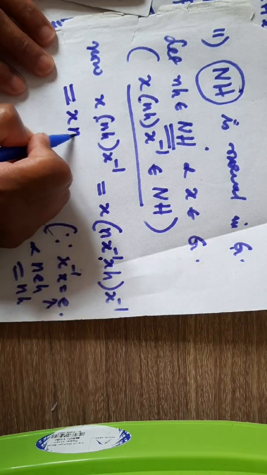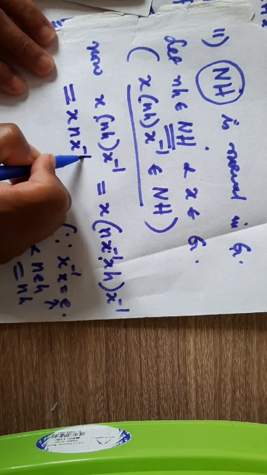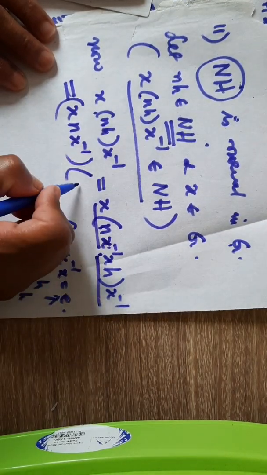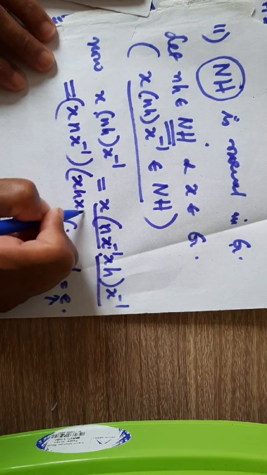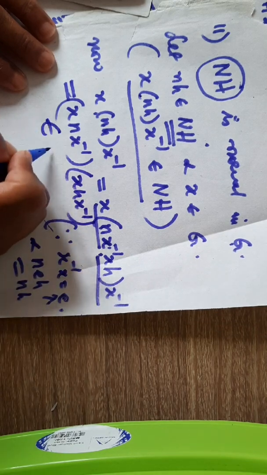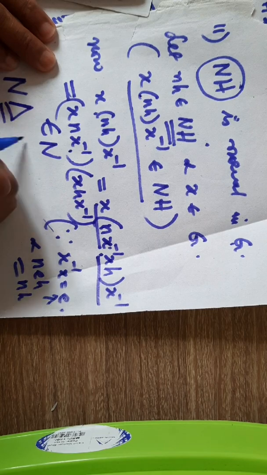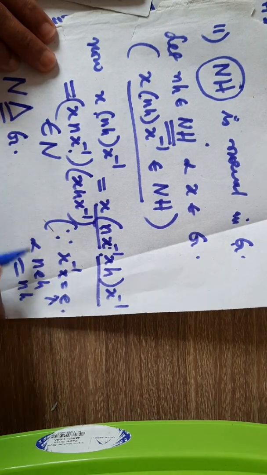So now here we can express this element as this one, and this is equal to X. Now take this one N here, then X inverse, combine them together, the first three elements combined together, and the last three together, X H X inverse. Now this belongs to N. Why does it belong to N? Because N is a normal subgroup of G. This is given.